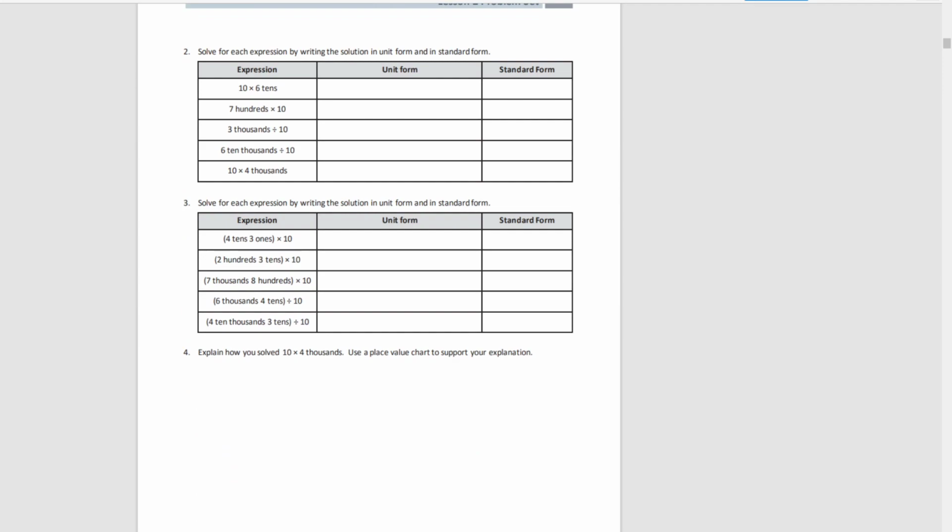Now for this one, we have an expression, and then we're going to write it in unit form, which is the word form, and standard form, which is the regular way we normally write numbers. So the first expression is 10 times 6 tens. So in unit form, that would be 60 tens. And in standard form, 60 tens is 600. So pause the video and finish the rest of this chart. And then when you're finished, restart the video and compare your answers.